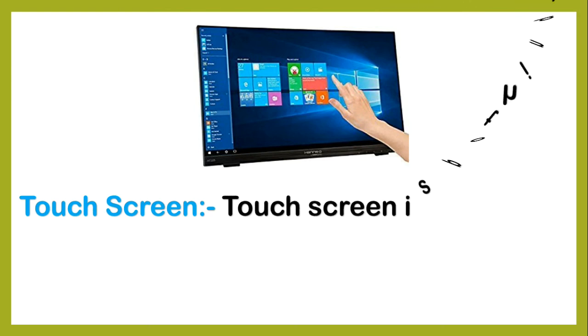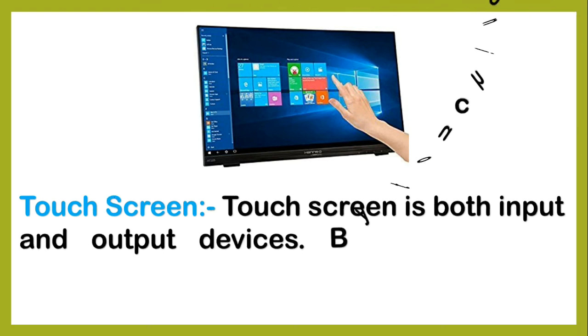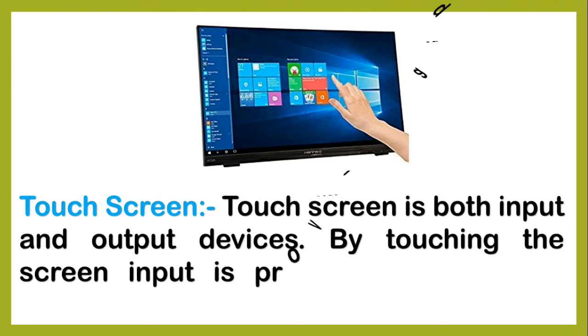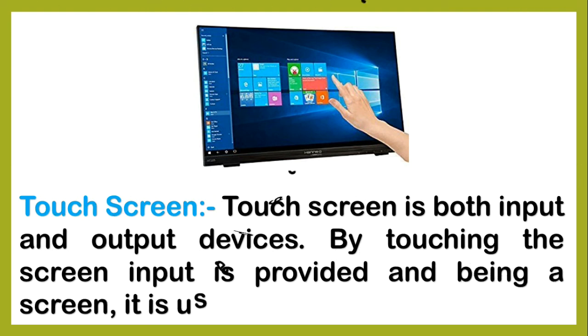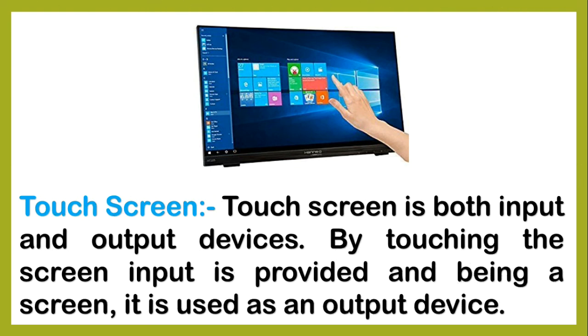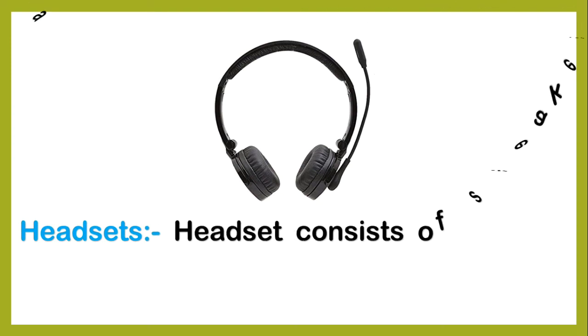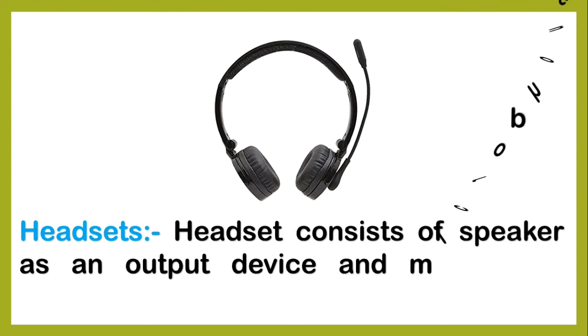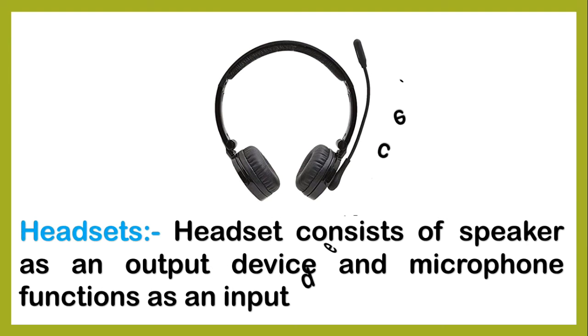Touchscreen. A touchscreen is both an input and output device. By touching the screen, input is provided, and being a screen, it is used as an output device. Headsets. A headset consists of a speaker as an output device and a microphone that functions as an input device.